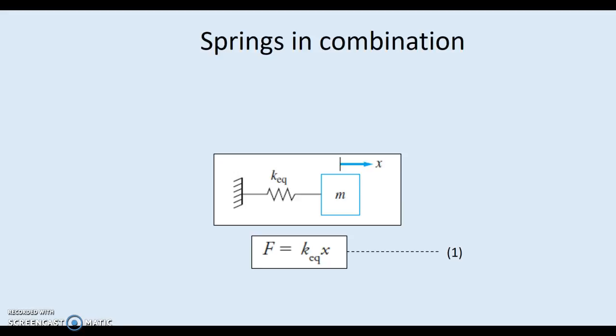Often in application, springs are placed in combination. It is convenient for the purposes of modeling and analysis to replace the combination of spring by a single spring of an equivalent stiffness. So, a model like this of single degree of freedom consisting of a block attached to a spring of an equivalent stiffness K equivalent, which is subject to a force F and has a displacement x, can be written as F equal K equivalent x.